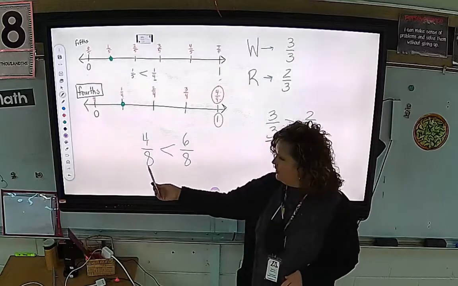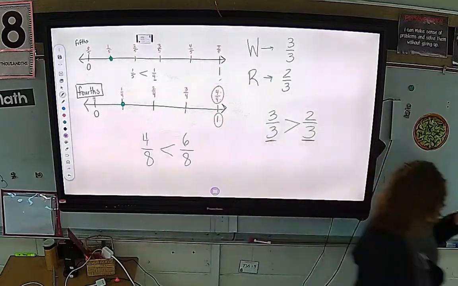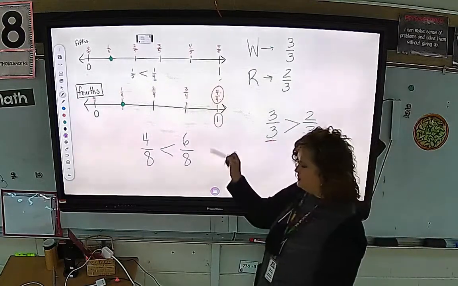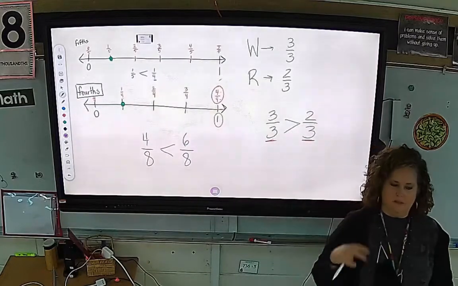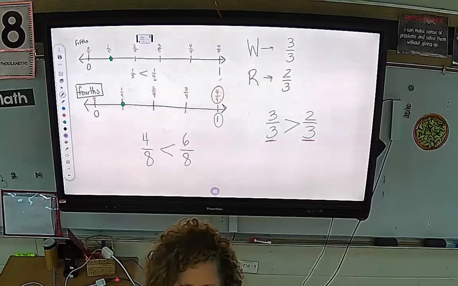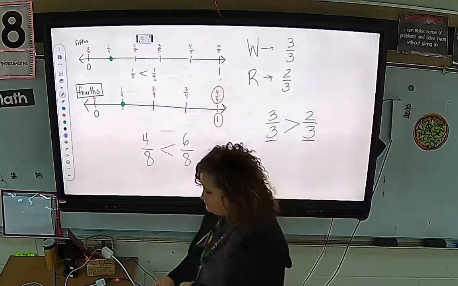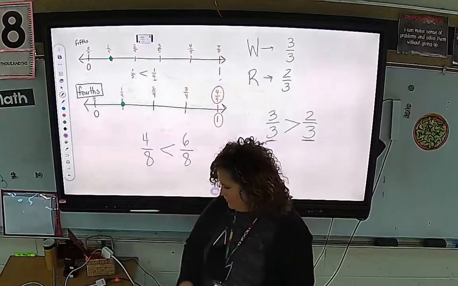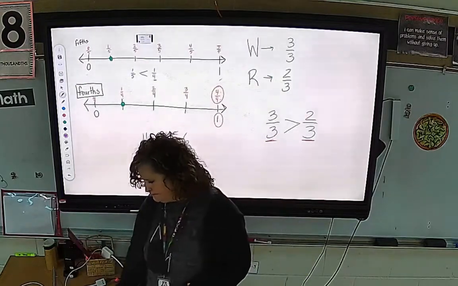Also, look, if all the pieces are 8ths, if all the pieces are this size, and if Martin has 6 and Miranda has 4, who has the most? Martin. He has the larger amount. This is the larger fraction. Now, like we've talked before, this may feel simple right now, but we're going to need these thoughts later on, especially, okay? All right. We're going to leave our number line for right now. We might come back to it in a little bit.